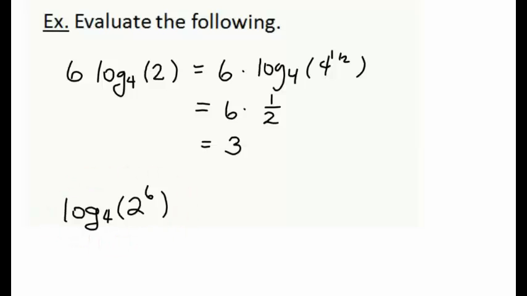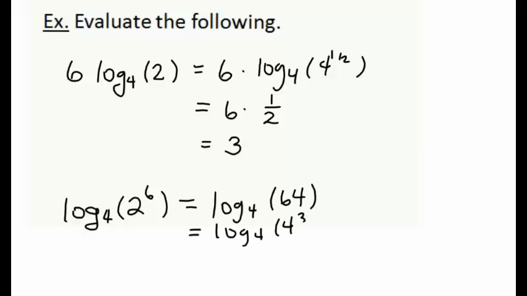Next, let's evaluate log base 4 of 2 to the power of 6. This is equal to log base 4 of the number 64, which is the same thing as 4 cubed. Now that the base of my exponential expression as well as my logarithm are equal, I know that this must be equal to 3. So notice here again we get the same final numerical answer. One way we have the 6 on the outside of our logarithm, and the other way we have it as an exponent of our exponential expression.